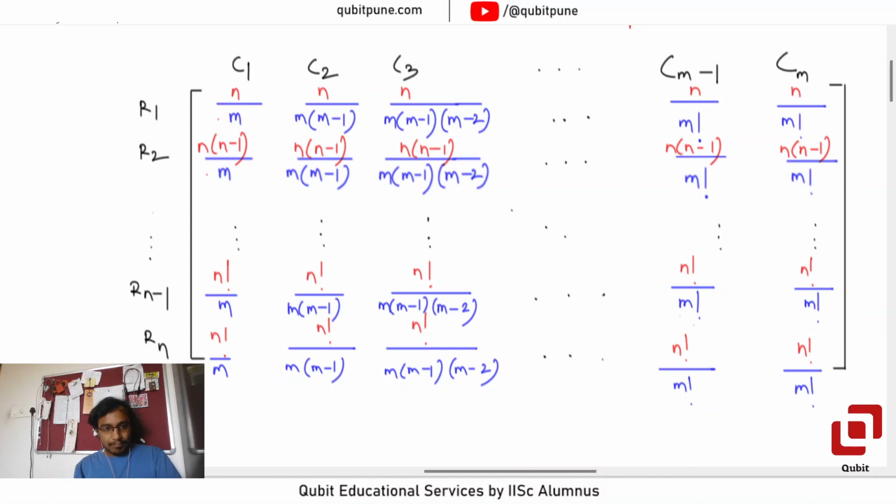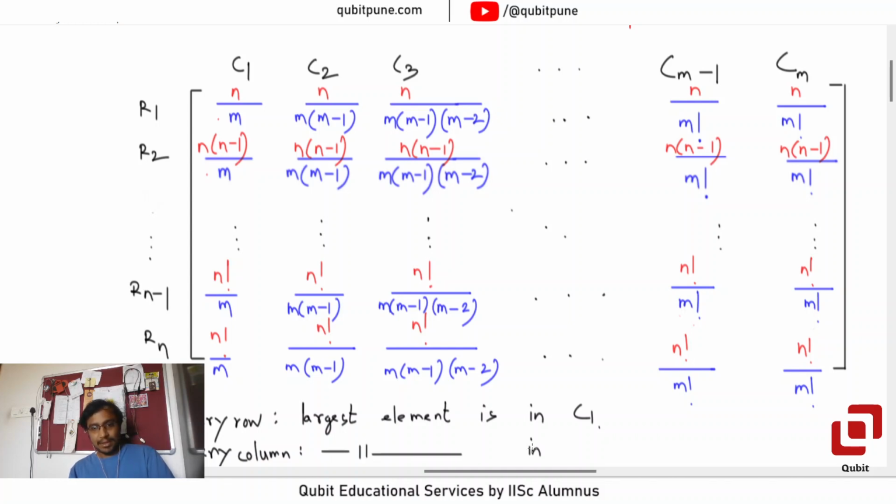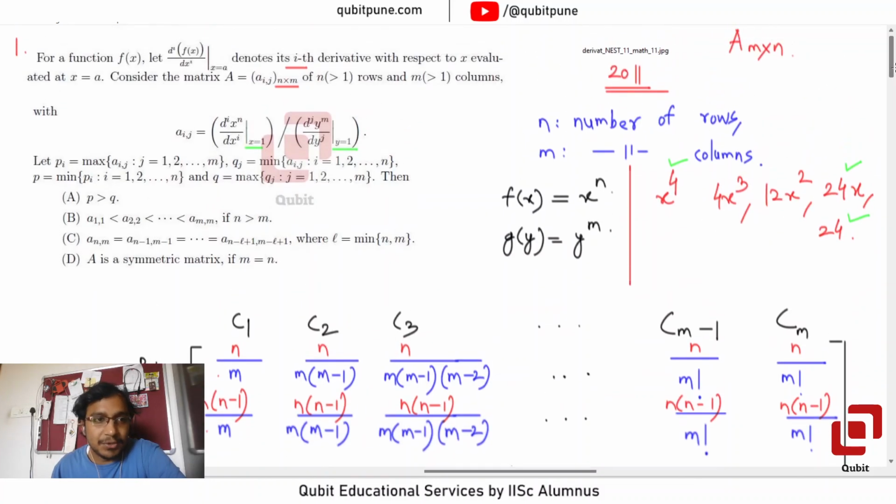Every row, okay, in every row where is the largest element? Can anybody tell me? Largest element is in C1. Okay, and in every column, where is the largest element? Largest element is in Rn. Okay, alright, now let us see the options.